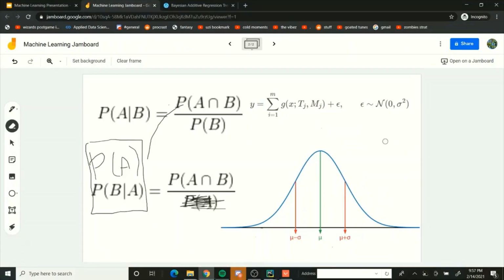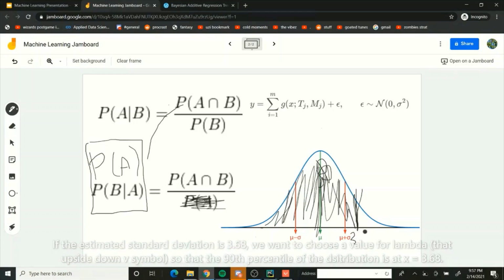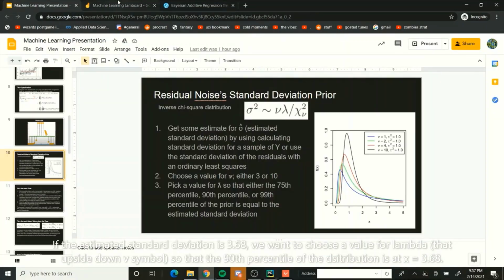So what that means is that if we draw a line, the area to the left of that line is going to be equal to 90% of the distribution's total area. And basically what this means is that you just have to choose a value for lambda. So say it's 3.68. So at x equals 3.68, it's the 90th percentile. So that's just what that means.